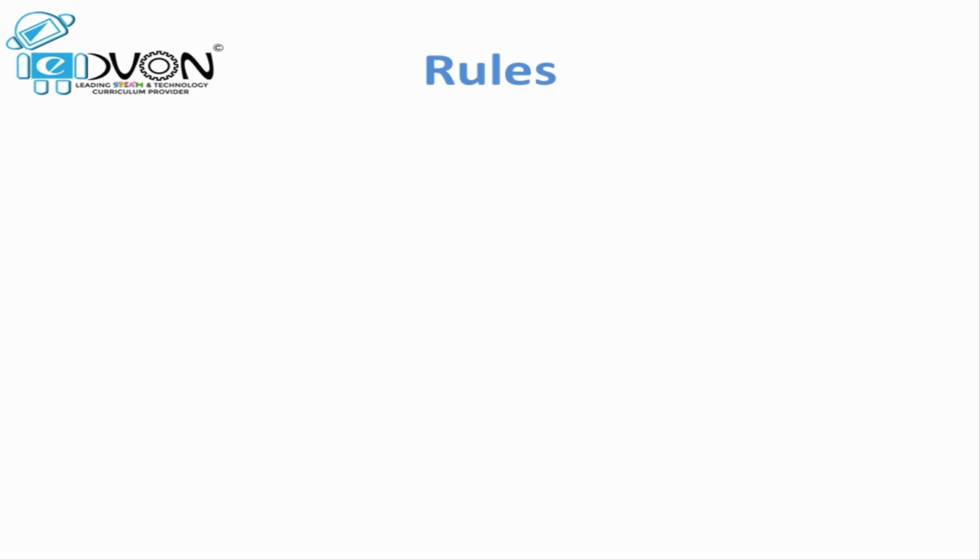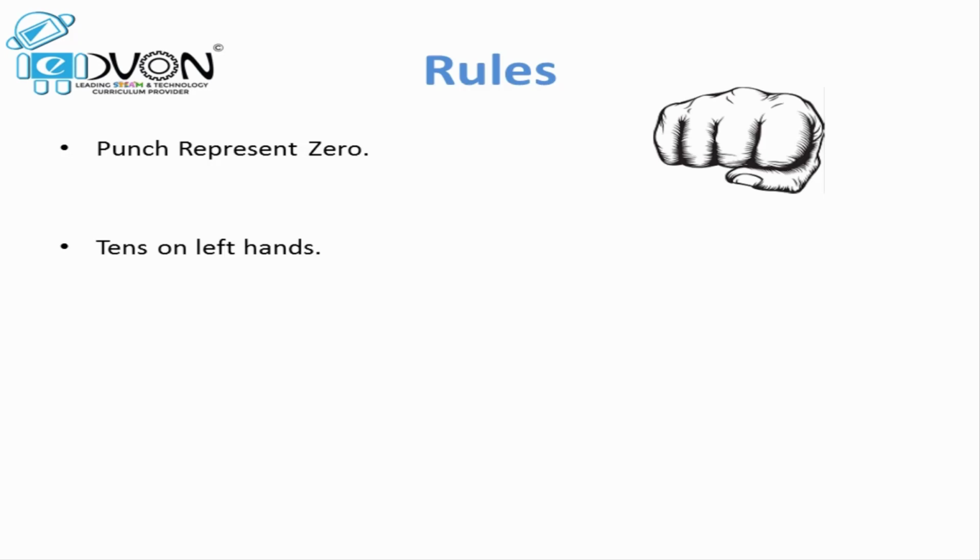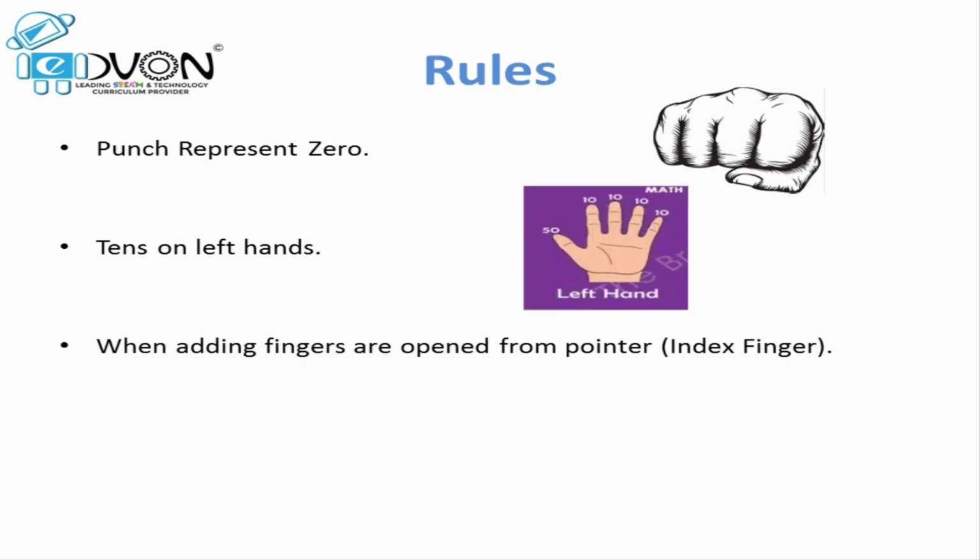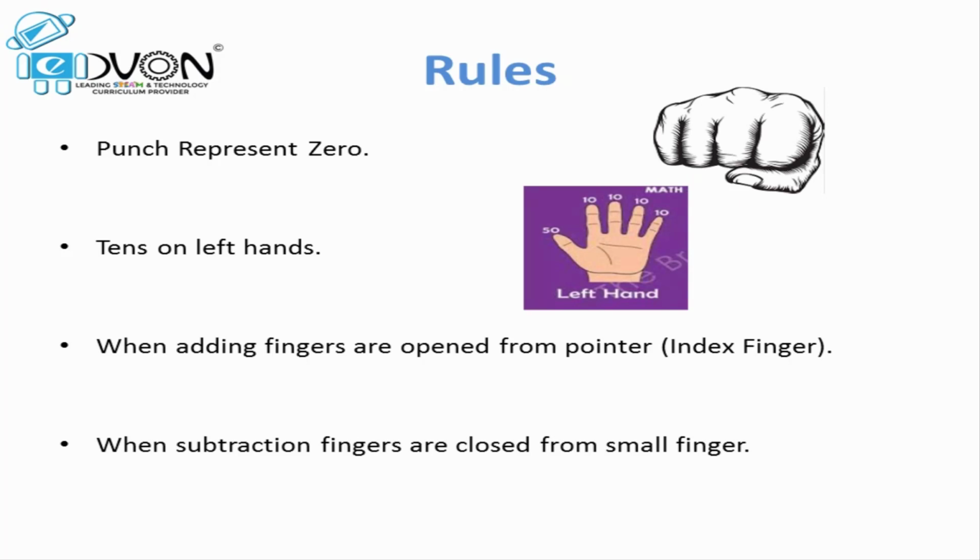To achieve speed in finger maths, we follow some rules. These rules are: punch represents 0. Punch on the left hand represents 0 for tens. We always calculate tens on the left hand. When we are adding tens, we open fingers from the pointer in anti-clockwise direction, and when we are subtracting, we close fingers from the small finger side in clockwise direction.